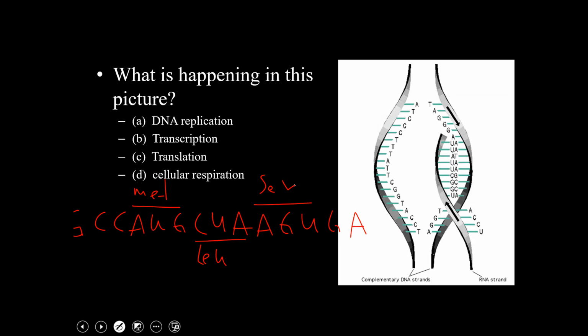If something happens that shifts the reading frame, it makes the recipe entire gibberish that doesn't turn into a functional protein in most cases. And so what sets the reading frame is that start codon. And then from there, we just read it three letters at a time.